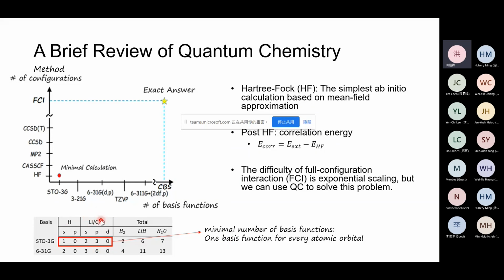If we look at other chemistry elements, and we need to describe them more accurately, we need to increase the basis function, and the basis function is roughly equal to the number of qubits you need to use for encoding the Hamiltonian.